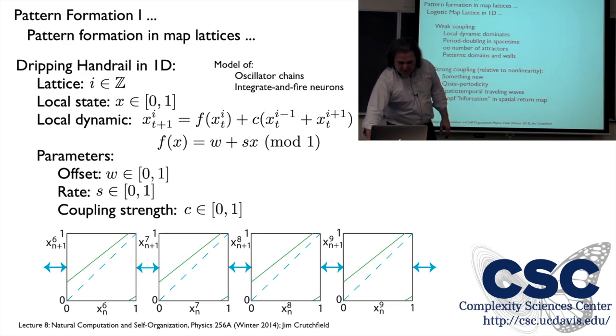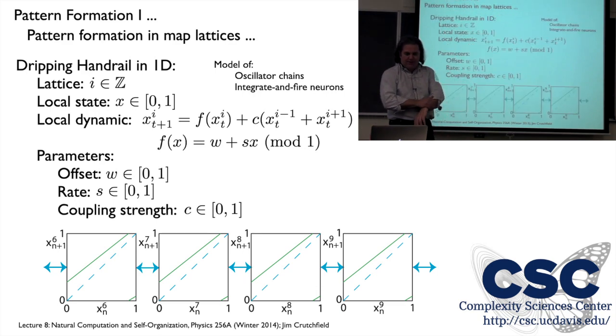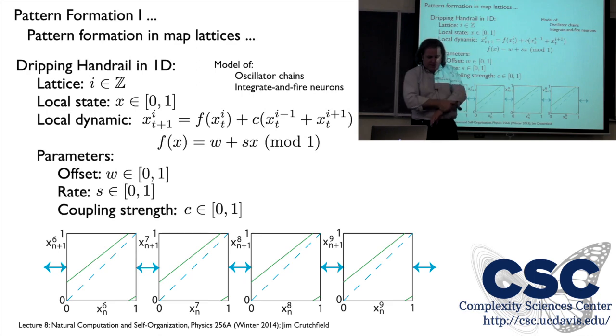Okay, so let's do one more example of a map lattice. In a sense, this one is simpler, but perhaps we don't have the same intuitions about how to explain what's going on. Certainly haven't studied it so much. So I call this the dripping handrail.